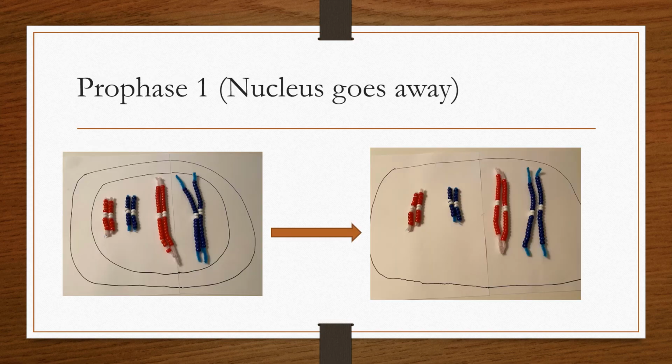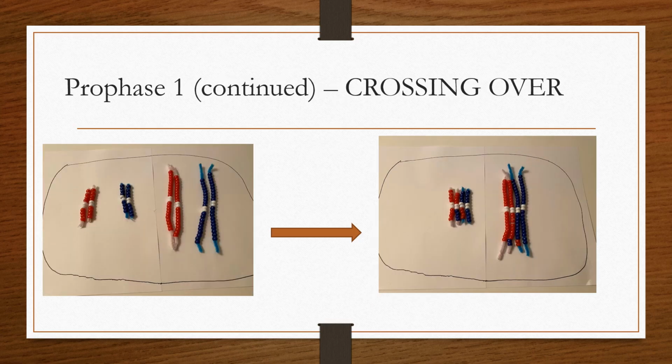In meiosis 1, the first step is called prophase 1. In this phase, the nucleus goes away. Besides the nucleus going away, there is something else that happens in this phase that didn't happen in mitosis. Something important, which is called crossing over.